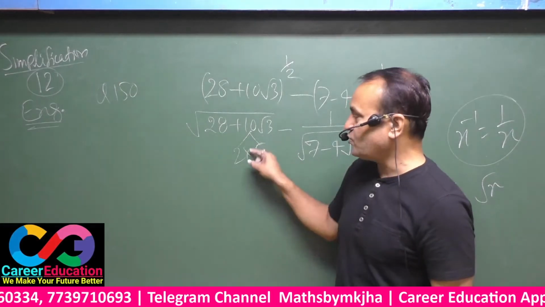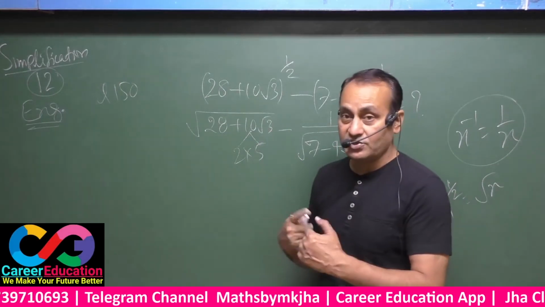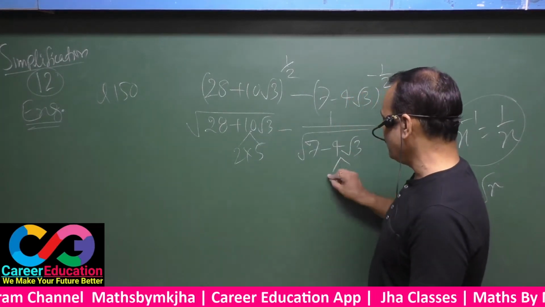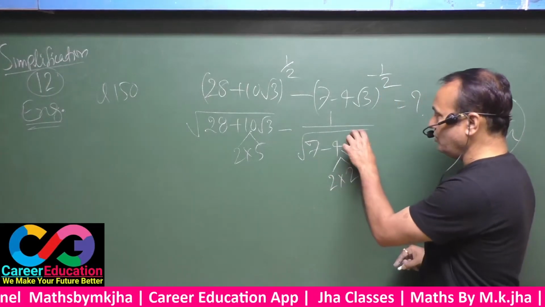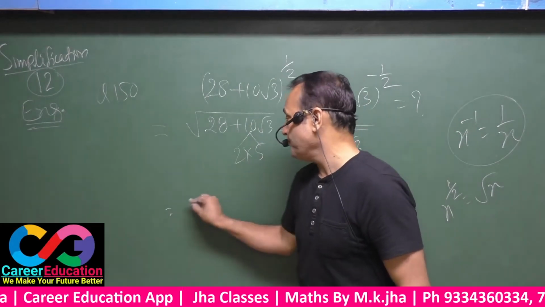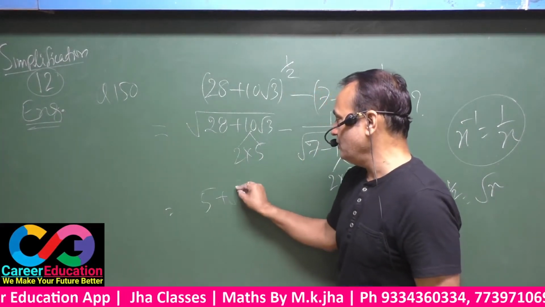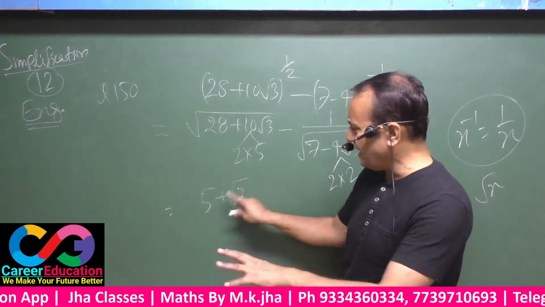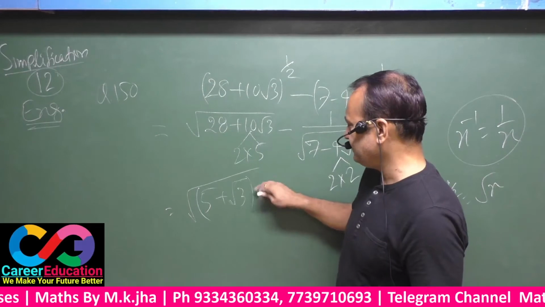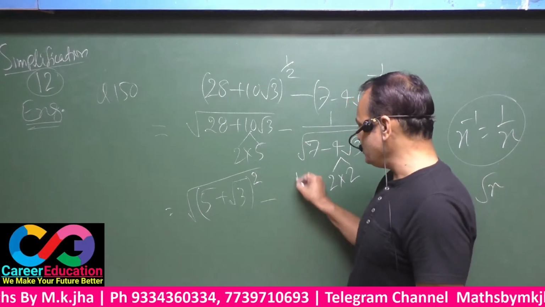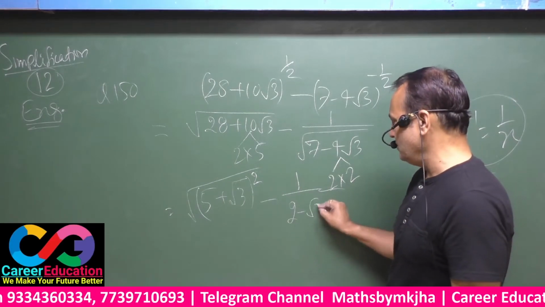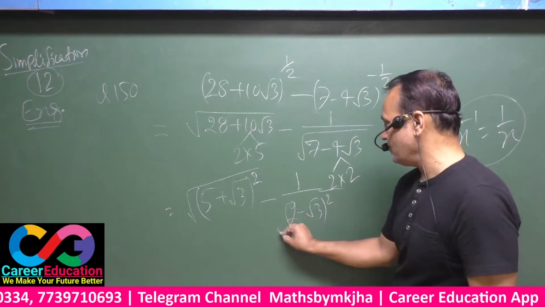5 square is 25 and root 3 square is 3, after addition that is 28. That means this is a, this is b. Fill here 2 into 2. 2 square 4, root 3 square 3, after addition that is 7. That means you must write like this: under root of 5 plus root 3 whole square. You can write only this, but I am writing, again this is 1 by under root of 2 minus root 3 whole square.